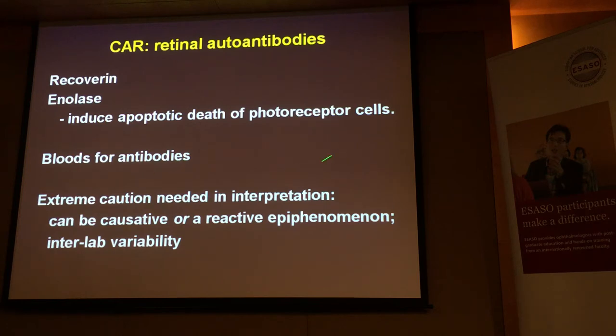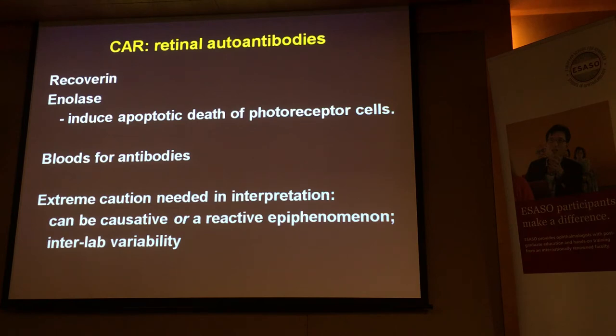You can do bloods, but you've got a major issue with the interpretation of any anti-retinal antibody studies. Firstly, you have to decide, are they causative or are they reactive? Is it an epiphenomenon resulting from the retinal degeneration? Patients with retinitis pigmentosa have anti-retinal antibodies. They're not causative, they're reactive.